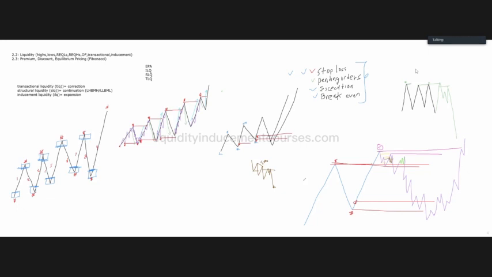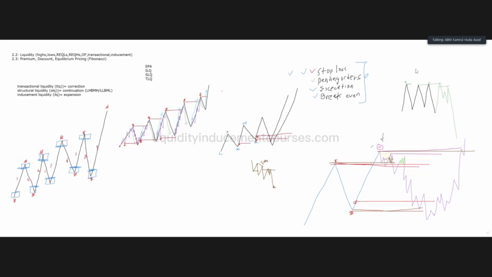Now, be careful with transactional liquidity, because transactional liquidity can also be inducement liquidity. If you look at this, we're looking at here as a next transactional liquidity, but it also turns out to be what? Fake BOS and inducements too. Can you guys see that? However, it was fake BOS and inducement here, but it turned out to be fake, and this was seen as transactional liquidity. So be careful about it.